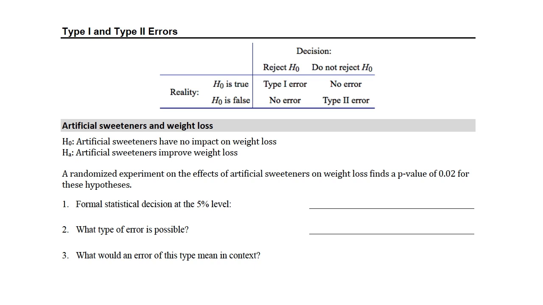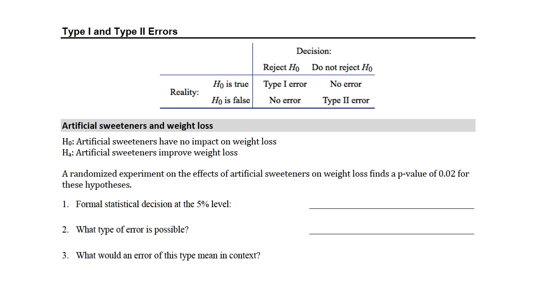Just like we never get 100% confidence in a confidence interval, we also never completely eliminate the possibility of making an error in a hypothesis test. In this section, we establish some language to talk about the types of errors that can occur. And the types of errors are directly related to whether or not we rejected the null hypothesis in our formal statistical decision. So this table here is taken from the textbook and shows the language that we use.